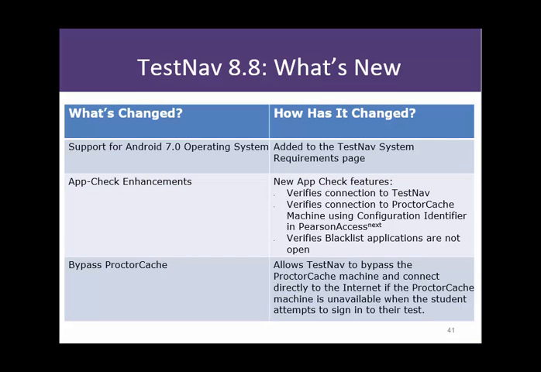The last 3 things new for TestNav 8.8: there is support now for an Android 7.0 operating system, and we've added that to the system requirements page for TestNav. There are app check enhancements. The new app check verifies your connection to TestNav and to Proctor Cache. It also requires you to enter a new configuration identifier that's available in your TestNav configuration in Pearson Access Next, and then it verifies that any blacklisted applications are not open.